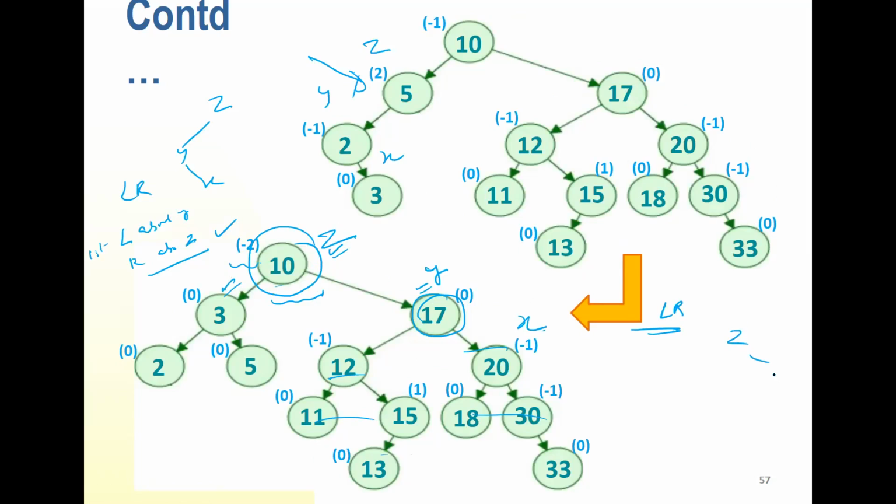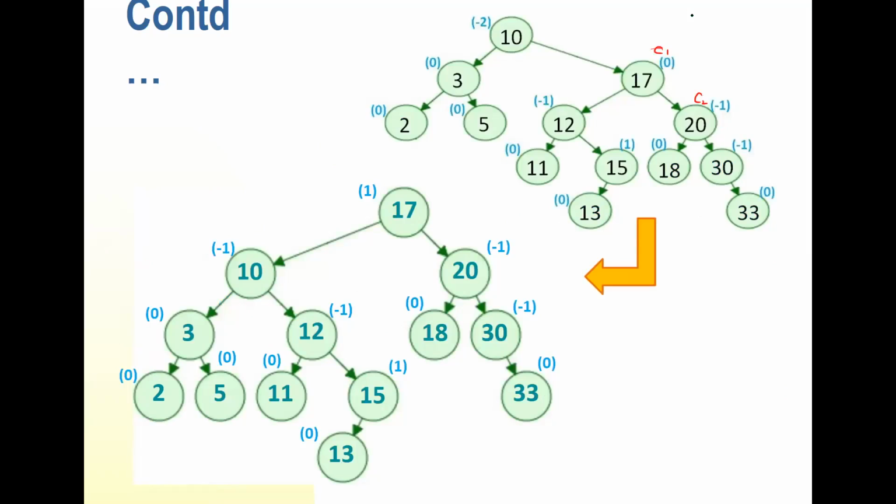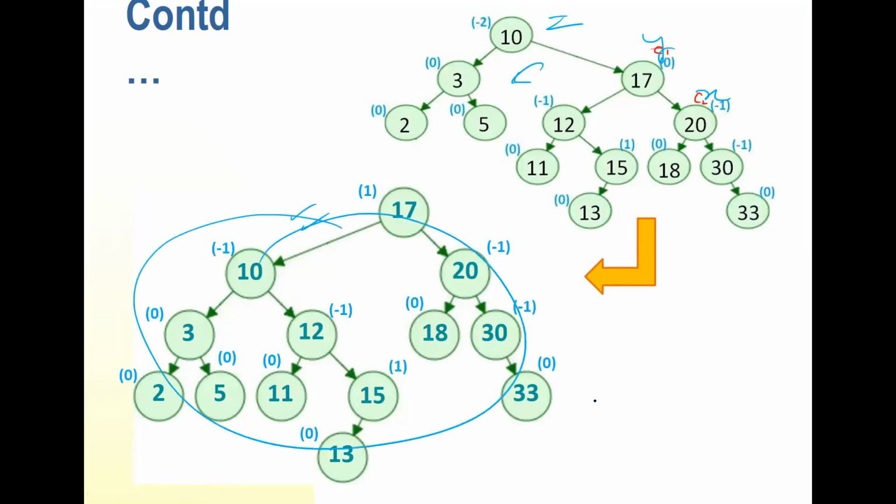So the rotation for that will be left about the Z node. So left about Z node will be, this will be Z, this will be Y, this will be X. Left rotation about Z will lead to this as the final tree. Now this whole tree structure is now balanced in this case.